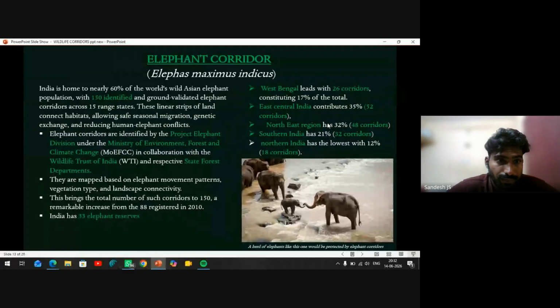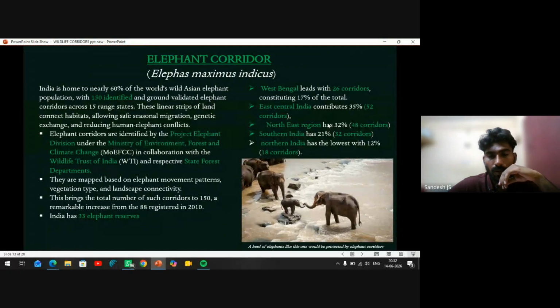The elephant corridor. India is home to nearly 60% of the world's wild Asian elephant population. There are basically two types of elephants in our world now: the African elephant and the Asian elephant. The government has identified 150 valid elephant corridors across 15 range states. These linear strips of land connect habitats, allowing safe seasonal migration, genetic exchange, and reducing human-elephant conflict. So this corridor helps in genetic exchange, seasonal migration, and reducing the human-elephant conflict.